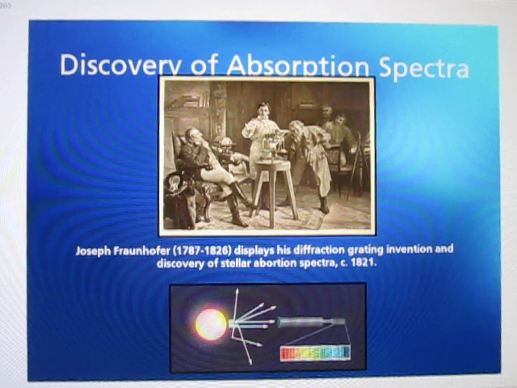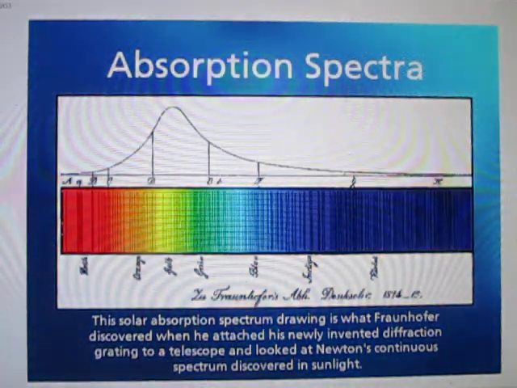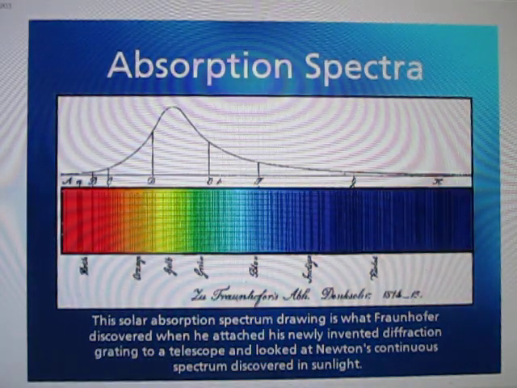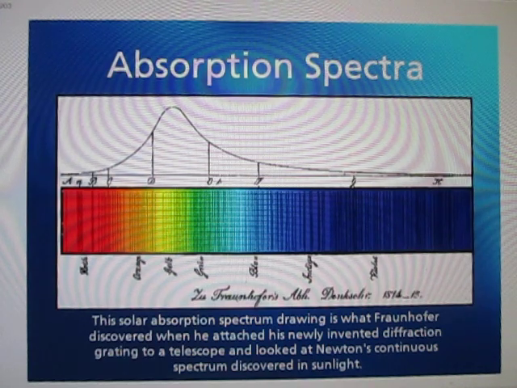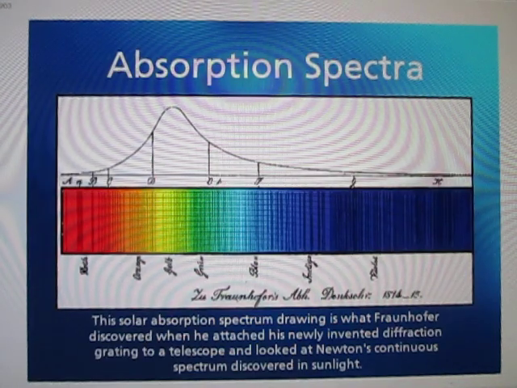Joseph Fraunhofer, with his newly invented diffraction grating, attached it to a telescope and discovered a new phenomenon in Newton's continuous solar spectrum. He discovered absorption spectra. Instead of a continuous band of colors, Fraunhofer's solar spectrum was crossed with hundreds of black spaces, or lines. In his first map, he counted over 574 dark lines. The scientific meaning of these dark lines was unknown. Solving the relationship between celestial absorption spectra and terrestrial emission spectra was one of the greatest achievements of 19th century astronomy.